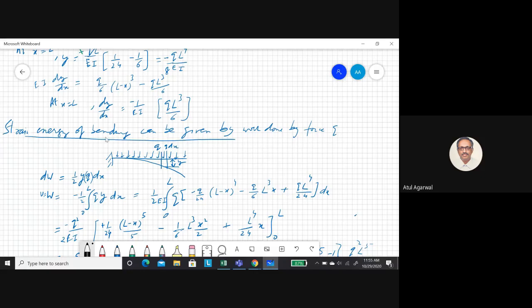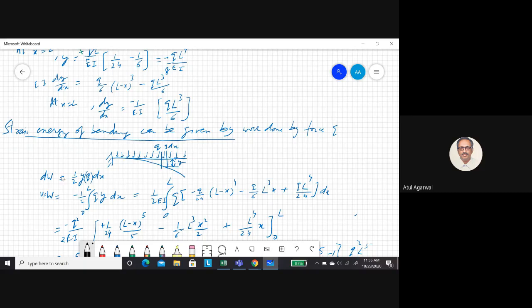So you want to find strain energy of bending. Initially the cantilever is straight. You apply load, it bends. So all these forces go down by different distances. This force here at position x is q dx. It will go down by a displacement y. So the work done by this force q dx is half into y into q dx. If this force is downwards, it is negative, so minus q dx. This is the work done by this force on this element.